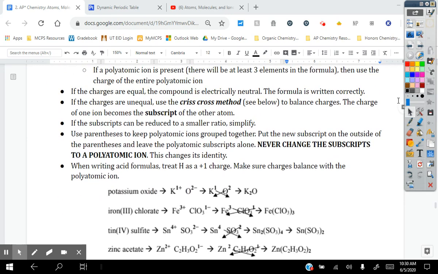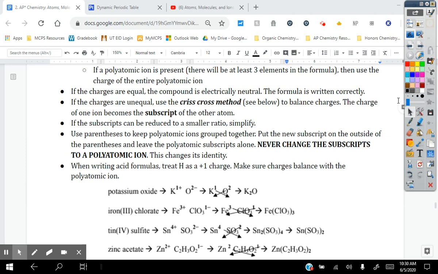If charges are equal, the compound is electrically neutral, the formula is written correctly, and you're done. Just take the charges out. We only write a formula that has the elements and the subscripts, meaning the numbers below the element. That tells us how many atoms there are.